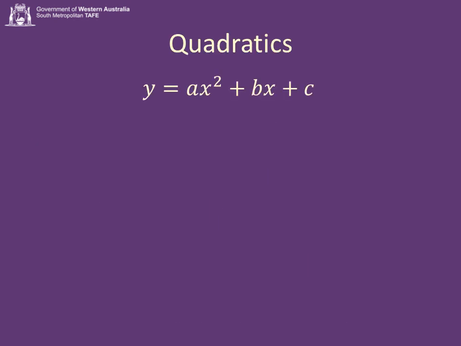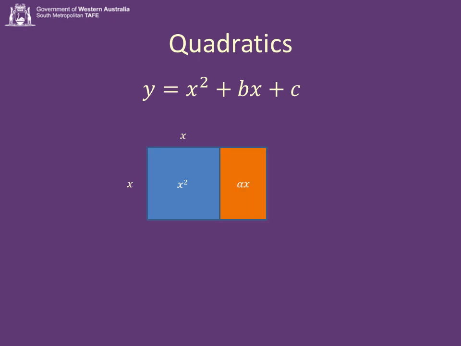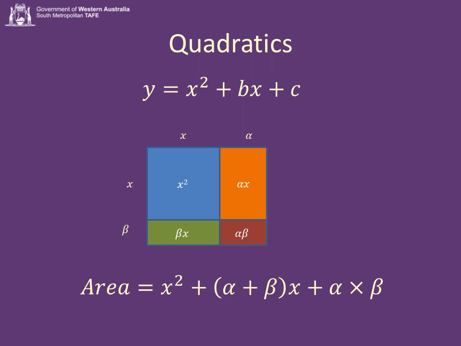Let's have a look at that in terms of our general quadratic equation. There's our general quadratic equation. That a on the front stops it being a nice square. So let's just ignore it for now. There, gone away. That's better. Now, that leaves us with our equation which describes a square, x by x, with wings. One's got alpha x, one's beta x, and a little bit down the bottom alpha beta, which gives us the area x squared plus alpha plus beta x plus alpha times beta. That's what we saw before.